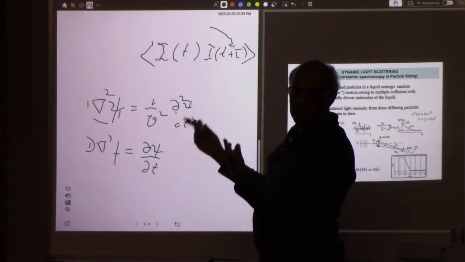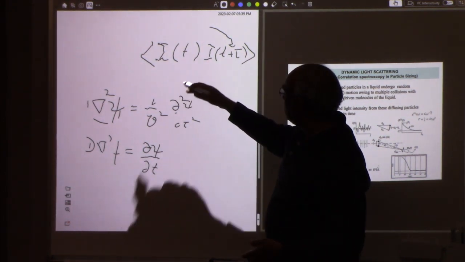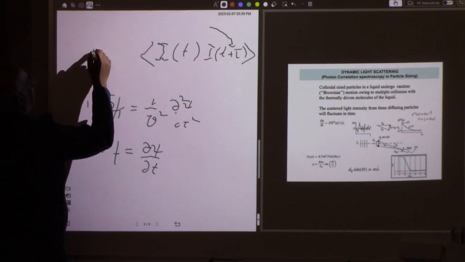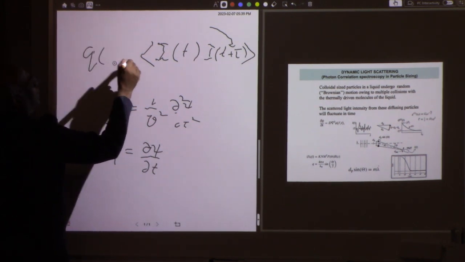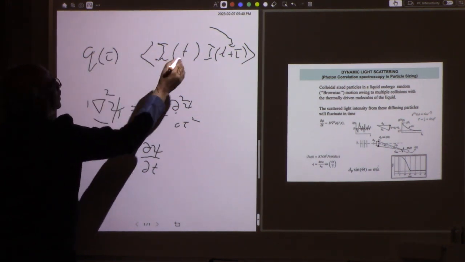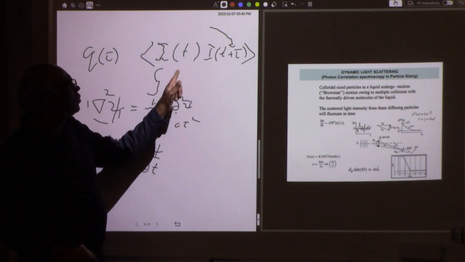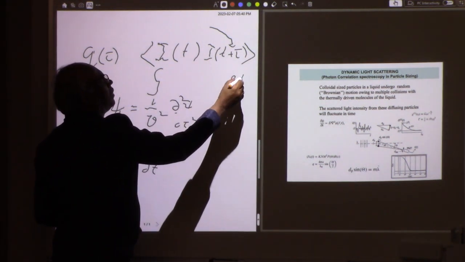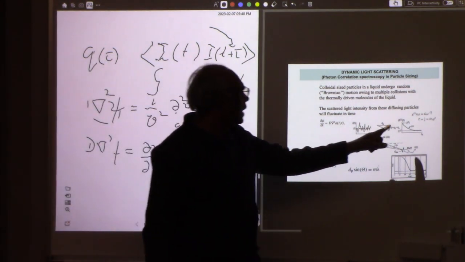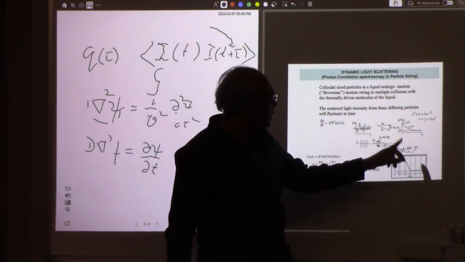Then from here you can calculate something called Q. So that's a function of this tau, right? Because this one is basically you are going to integrate over t. This one, right? So if you do that, it comes out as a function of tau. That is what we are looking at here. This is something called the G function.